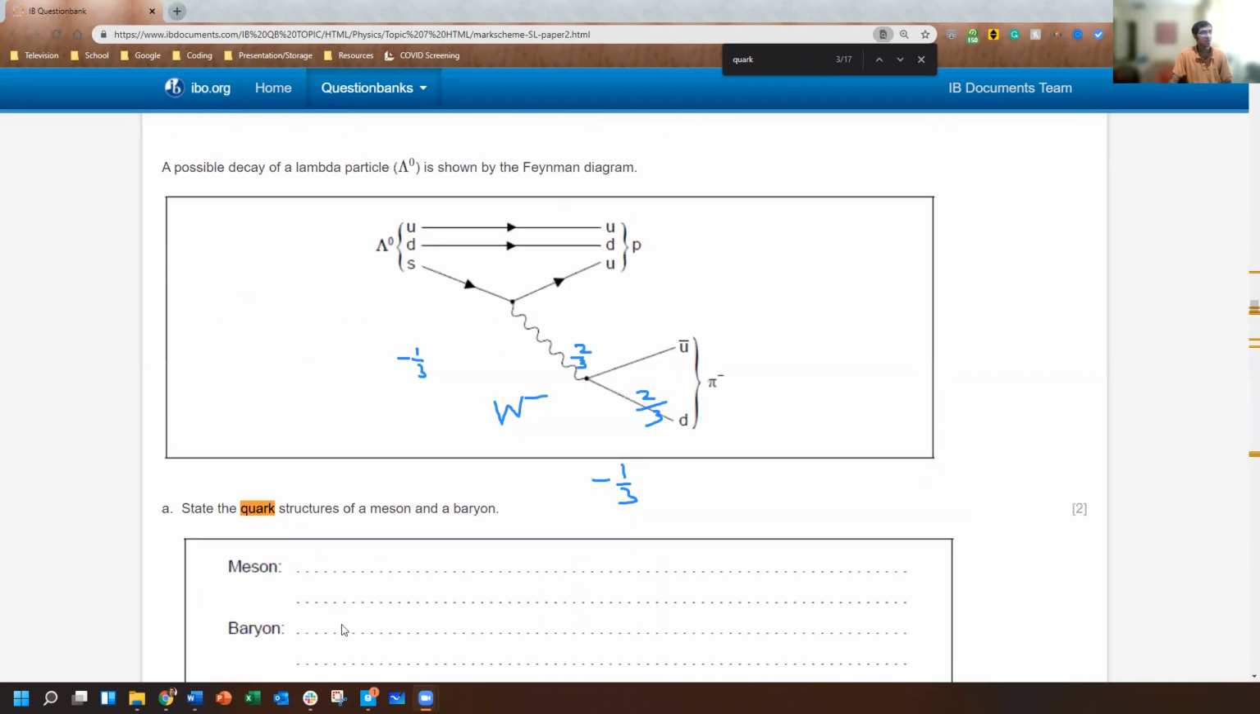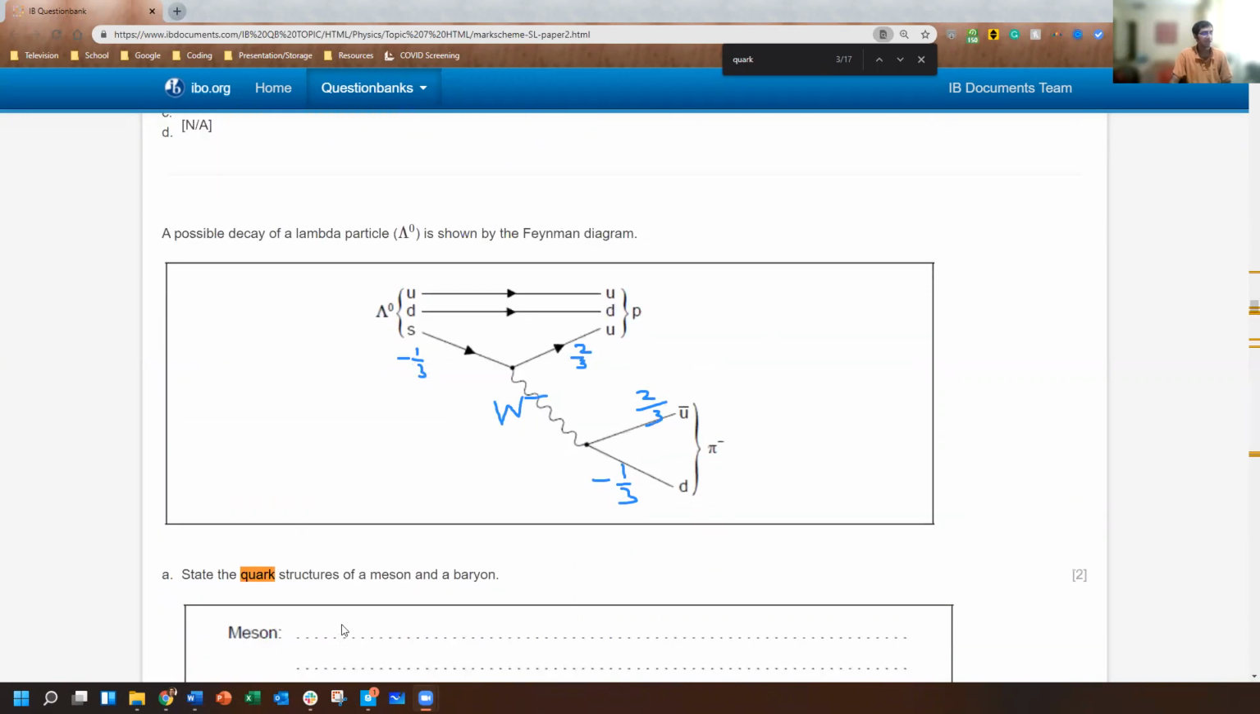It has to do with conservation. I'm not entirely clear on this, but I think the way to do it is to check, well, up has 2/3, strange has negative 1/3. So then if charge has to be conserved, if I have a 2/3 here, that has to be minus 1. Similarly, if I have minus 1 here and 2/3 is coming in, then that produces minus 1/3. Yes. Okay. All right.